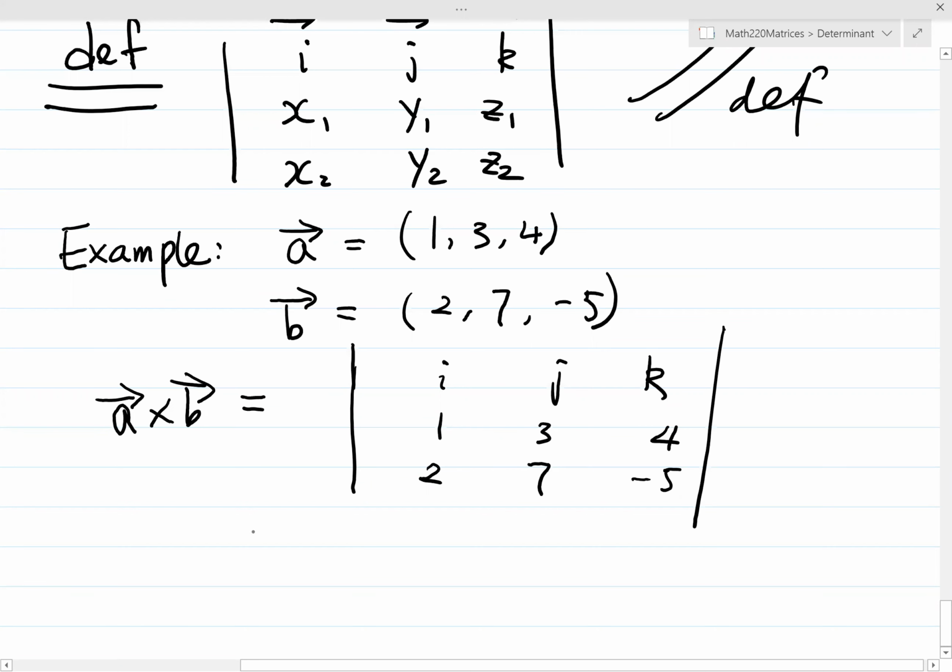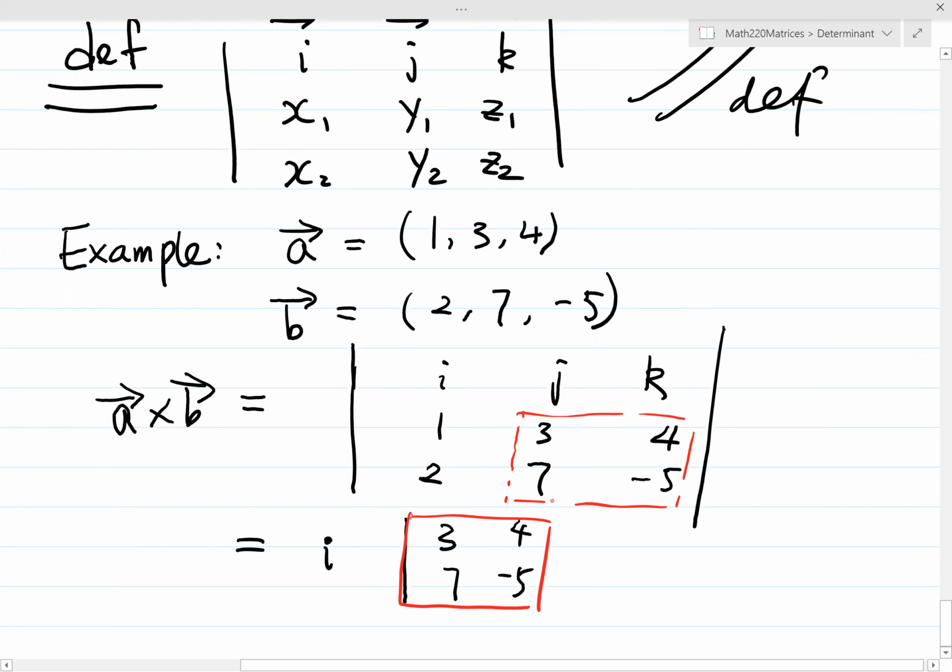So the coefficient of i: once you get i, you cross out the row and the column that contains i. Then the remaining is a 2 by 2, 3, 5, 4, 7. What do you get here? You cross out the row with i and the column with i, so what remains is the red part. So you get the determinant of the red part.